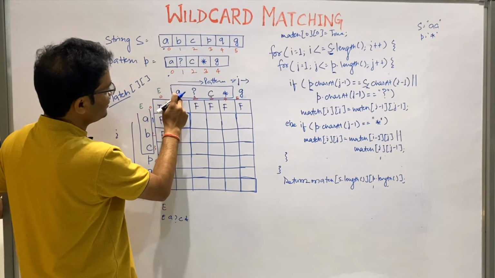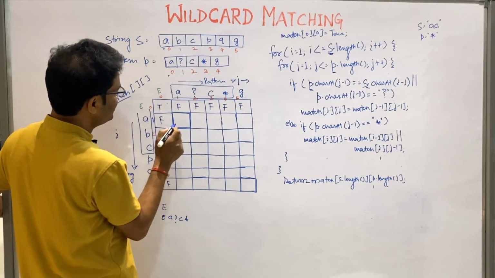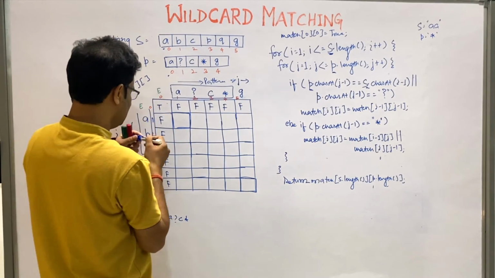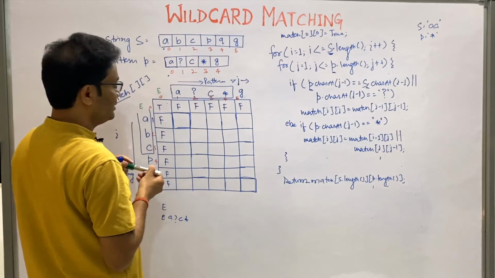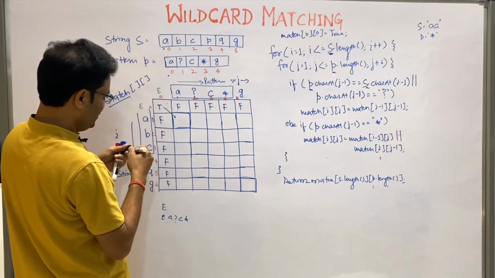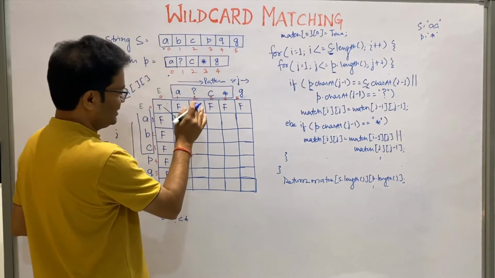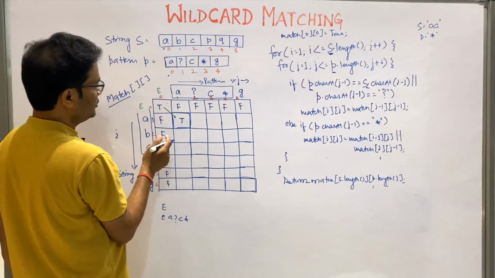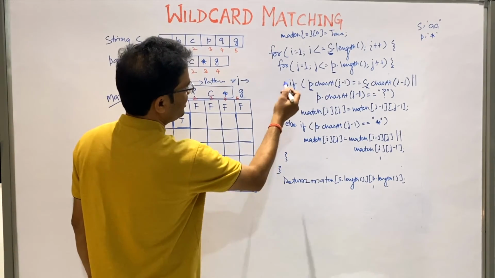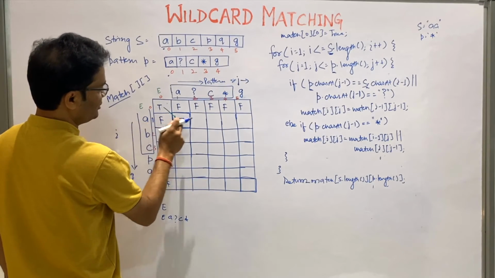What is I right now? 1, and what is J? 1. So I minus 1 is 0, J minus 1 is 0. What is the value of match 0 0? It is true, so it will come from here, and so I can make true here. And we have already discussed that if it is matching, we will take the previous value. Now it will go up, and this time I is equal to 1, J is equal to 2, right? I is equal to 1, J is equal to 2.